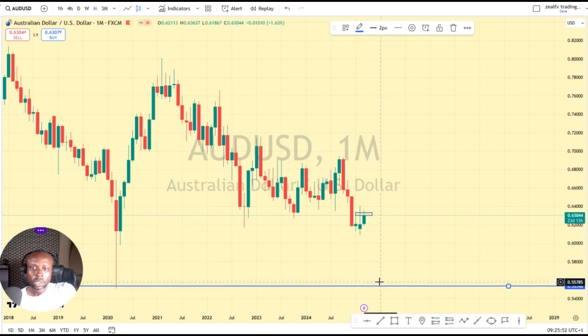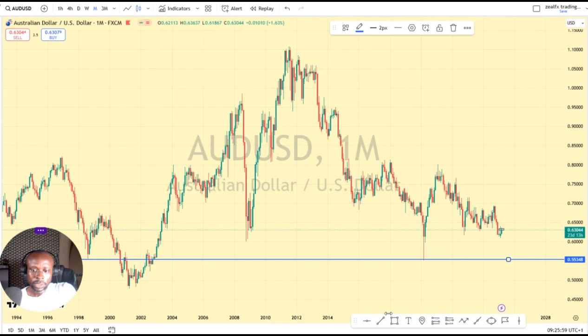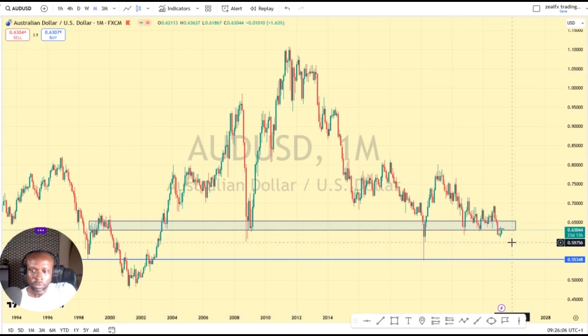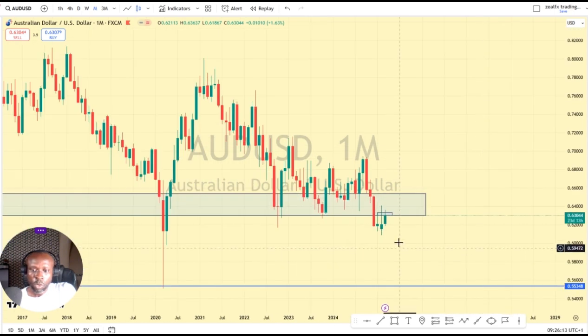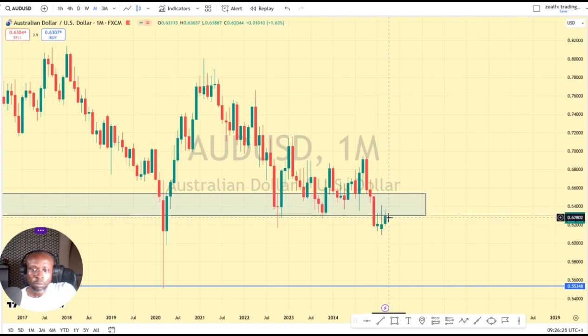So let's look at the weekly structure of the Australia USD. But before we look at the weekly structure, let me draw out a key resistance that is pushing Australia USD back to the downside now. Australia USD has tested this particular resistance level more than twice. So long as price has tested this level more than twice, we expect price to drop from this level. This is the third time price is testing this level now. So we expect price to drop from this particular level this coming month.